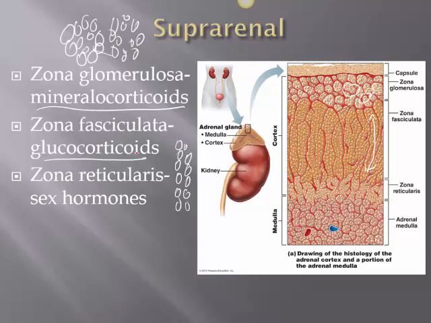The third zone is called zona reticularis. Reticular means like a network. So the cells are arranged in a network-like fashion, with a lot of spaces in between. And these produce sex hormones, also known as gonadocorticoids.